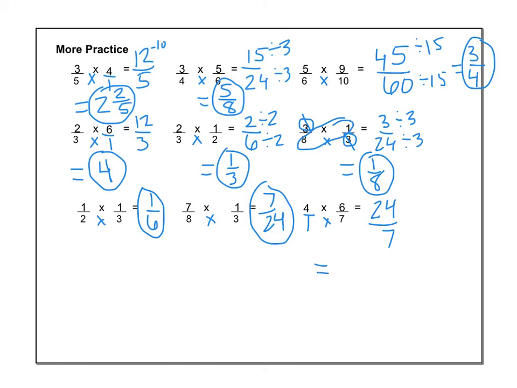7 can go into 24 3 whole times. That makes 21. So if we take 21 out of that 24, we would have 3 left over 7. So 3 3/7 would be our final answer.